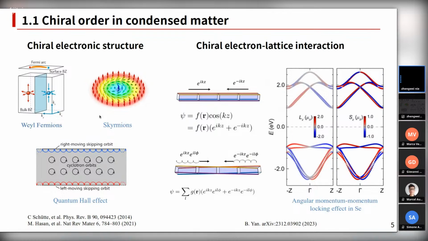Besides the chiral lattice structure, crystals can also have chiral electronic structure. For example, in chiral metals, they are furnished with either left-handed or right-handed chirality. And in experiments, the electron spin forms a vortex pattern. And in the quantum Hall effect, there are chiral edge states where electrons move unidirectionally along the edge.